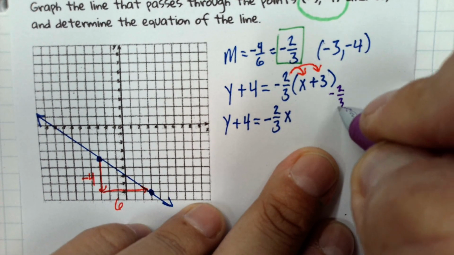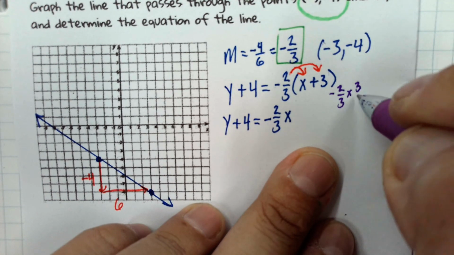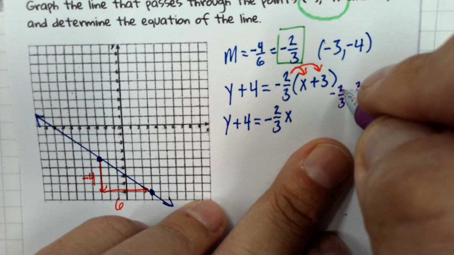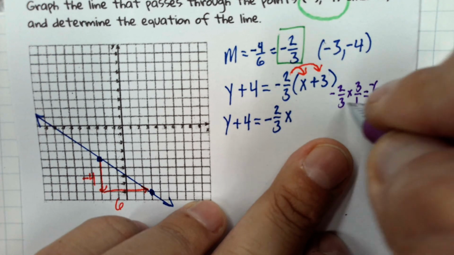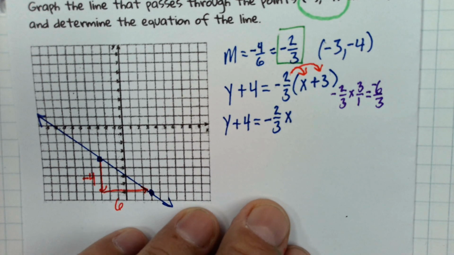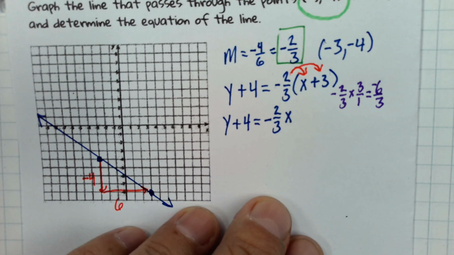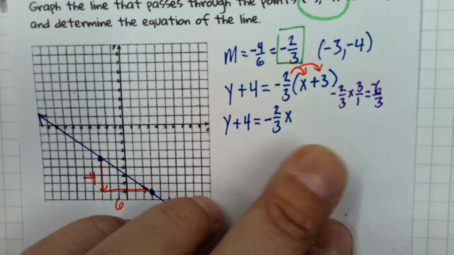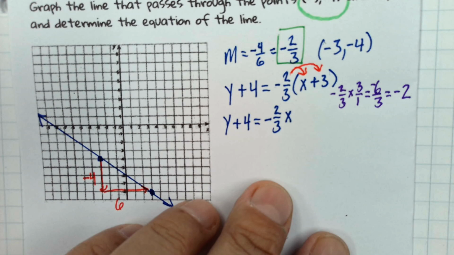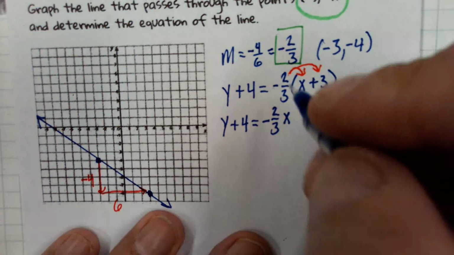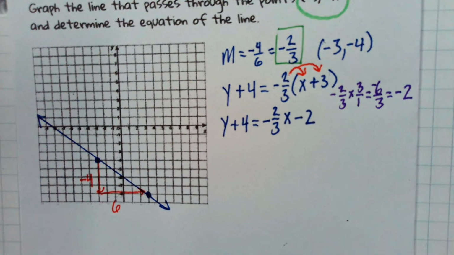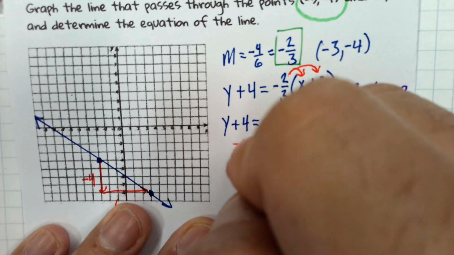Negative 2 over 3 times 3 over 1. Just multiply across. So negative 2 times 3 is negative 6. 3 times 1 is 3. I get negative 6/3. I can reduce that, right? Simplify it. What does it become? Negative 2. 3 goes into 6 twice, but it's negative, so negative 2. So it's actually minus 2 over here. Okay, not too bad. We actually did that pretty quickly.